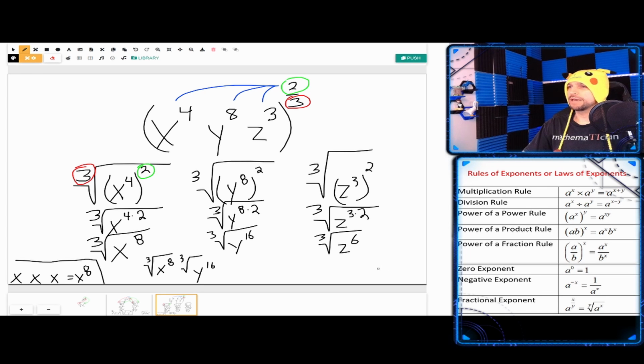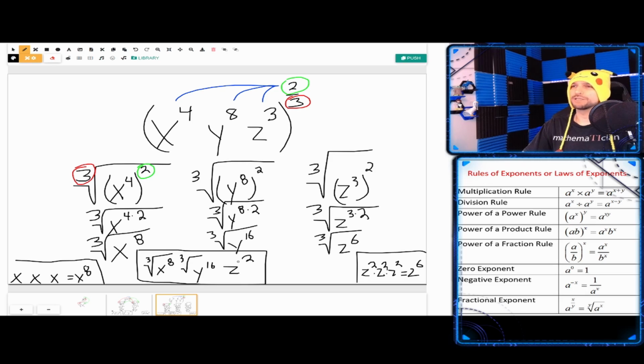Is there something that when multiplied by itself times itself times itself would be z to the 6th? Well, z squared times z squared times z squared would be z to the 6th. So we can take the cube root of this. It's just going to be z squared. So our final solution is this mess right here: x to the 8 cube root, y to the 16th cube root, and then just z squared.